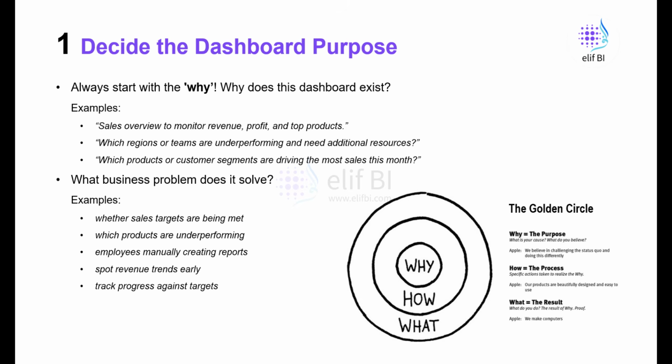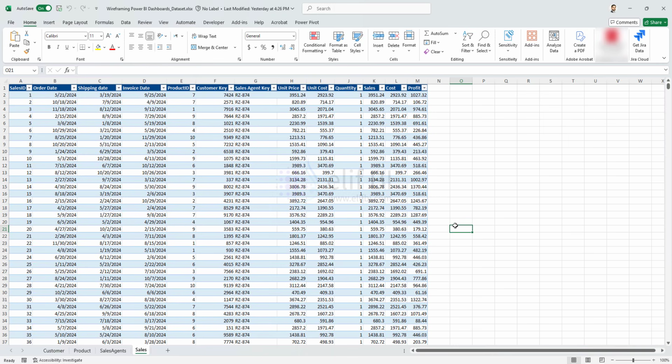There's one more thing: whenever you're building a dashboard, sometimes the question comes from the users, from the customers, internal or external. And sometimes you analyze the data, you see the data, and you offer a solution. Let's have a look at the sales data quickly.